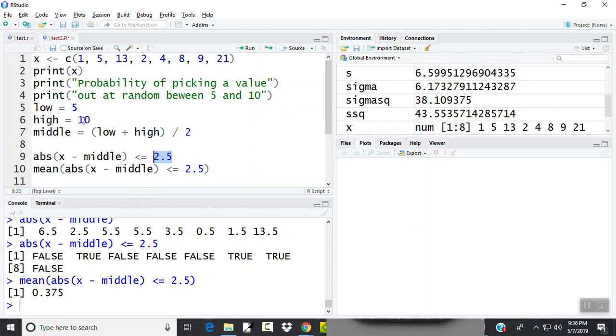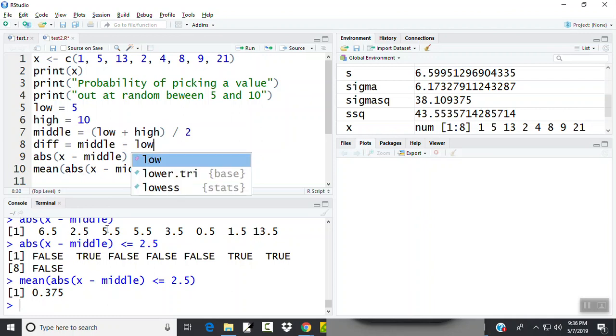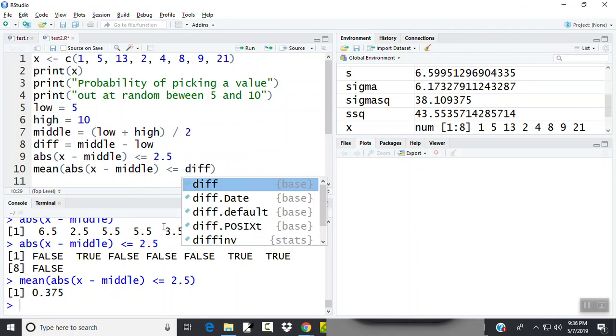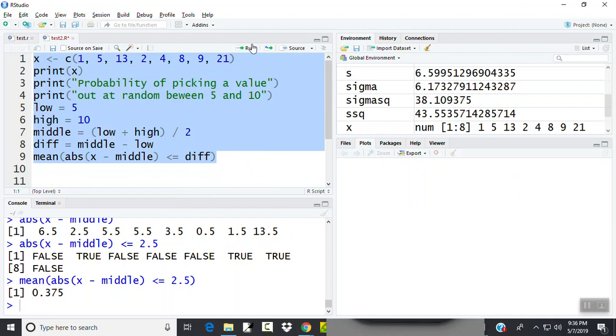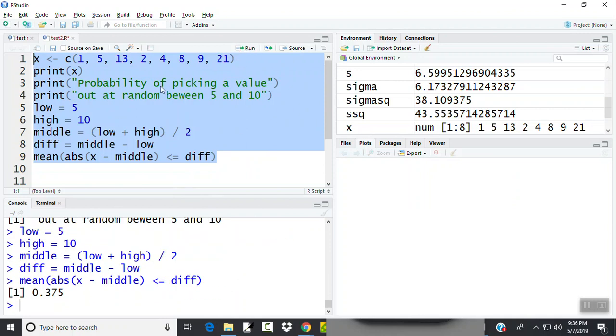And that means if I change these numbers, I have to redo this right here. Now this is the difference between the middle and the low or high. So I'm going to say difference is going to equal my middle minus my low. And now instead of 2.5 here, I'm going to put the difference in. Okay, it should give us the same value. That shouldn't change. 0.375.